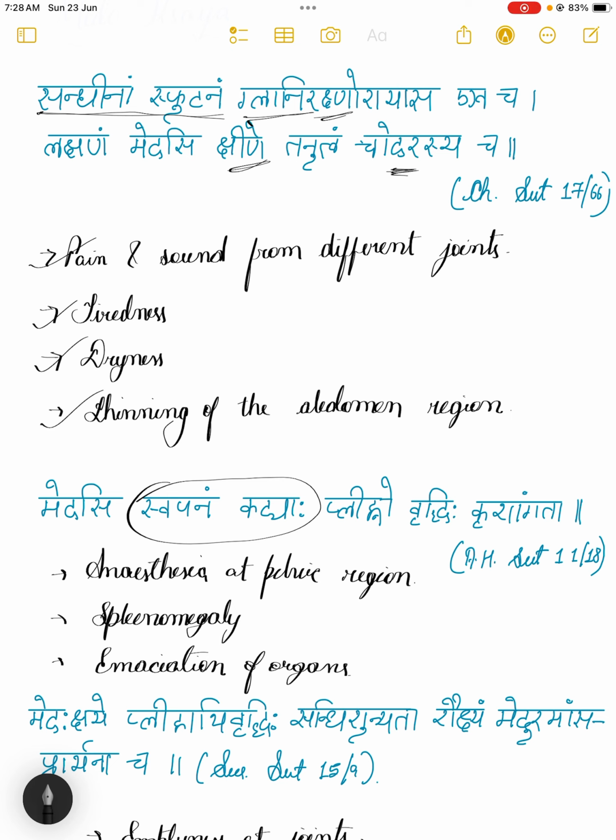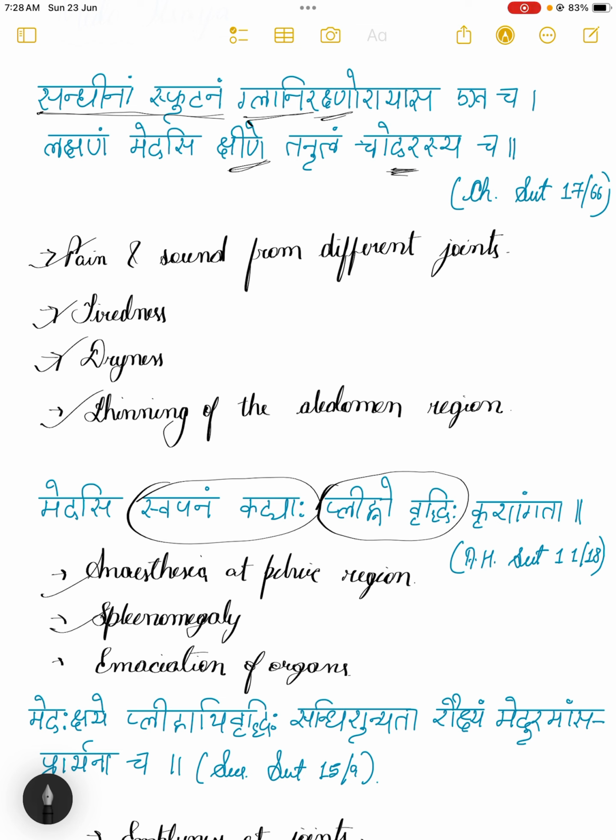Katya means the pelvic region. That means anesthesia at the pelvic region, or the pelvic region will be numb, or you won't be able to feel or perceive anything in the pelvis. Next, the Pliho Vridhi. Pliho means the spleen, and Vridhi means the enlargement of the spleen, which is also known as splenomegaly.